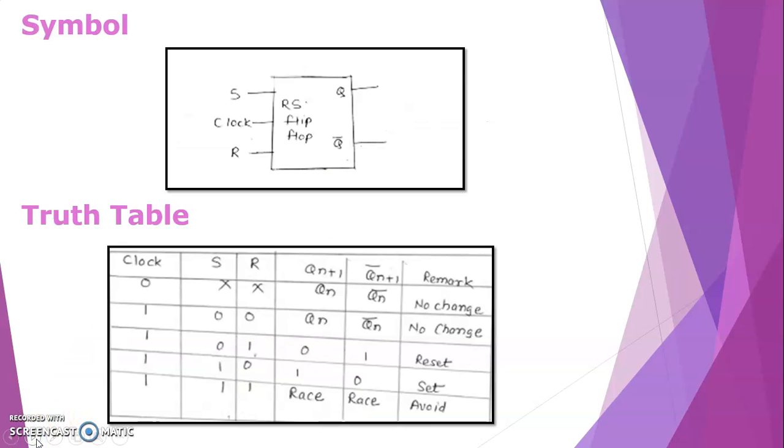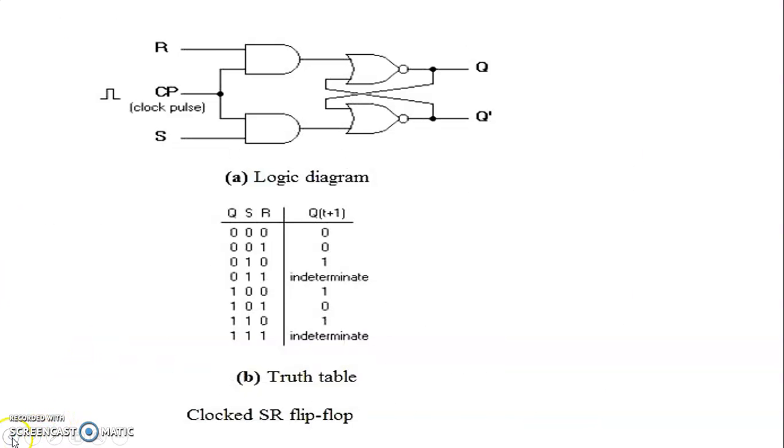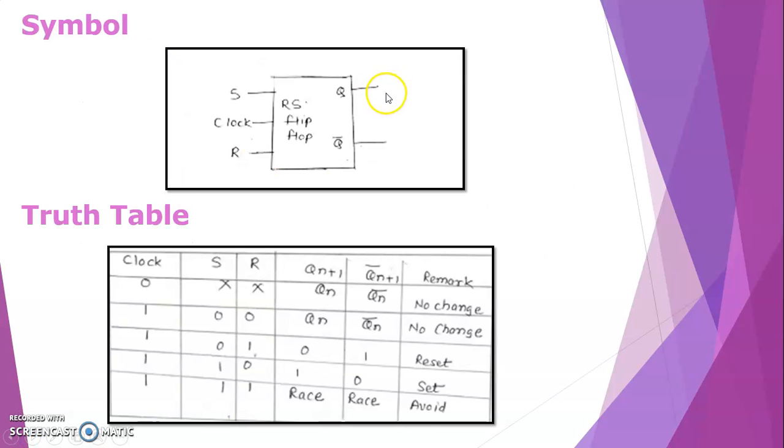Next, you can see another one, that is a clocked SR flip-flop. In the clock you can see this is simple. We have S, R, Q and Q bar. If the clock is 0, then SR is no change. If the clock is 1, then again 0 0, no change. If 0 1, then there is a reset. If 1 0, it is a set, and 1 1 is a race condition, a repeated condition, which you have to avoid. So this is the truth table we have to draw.